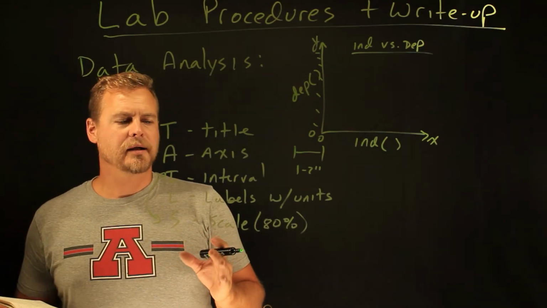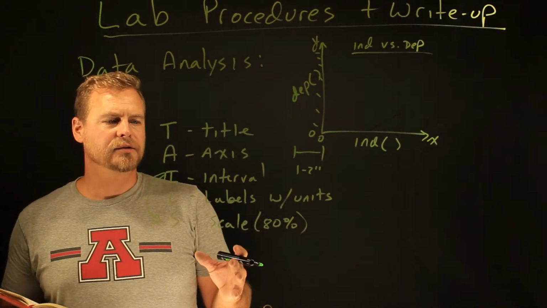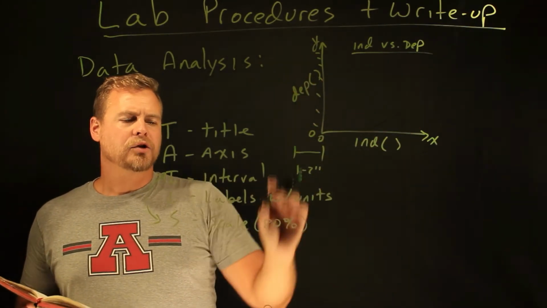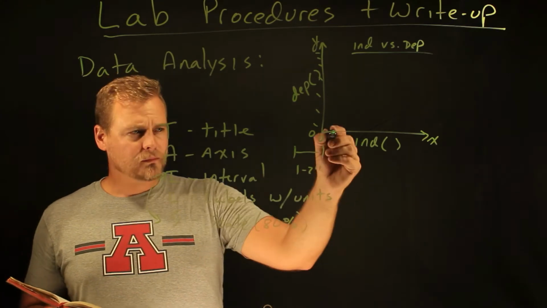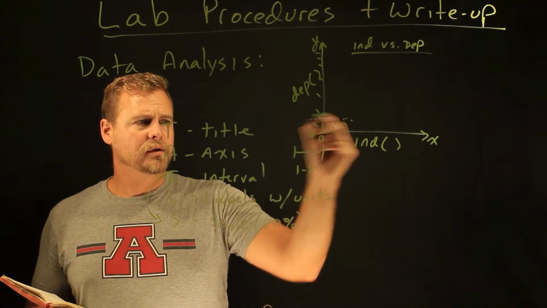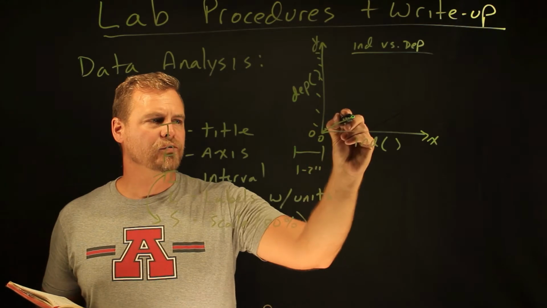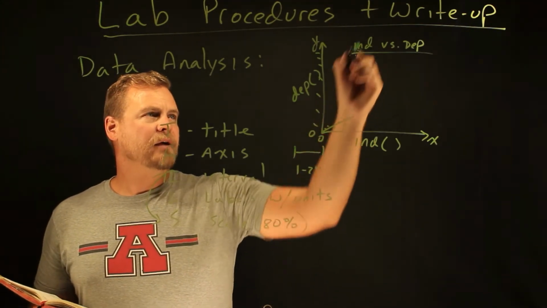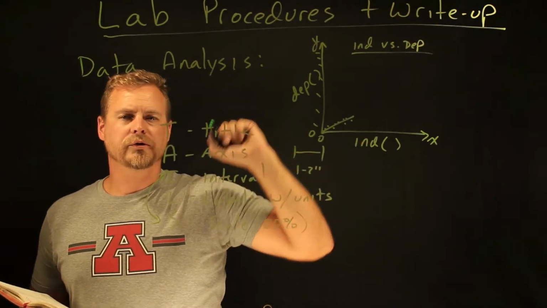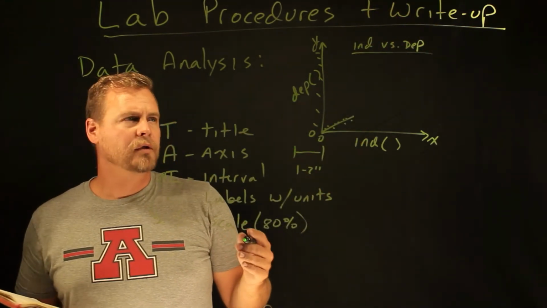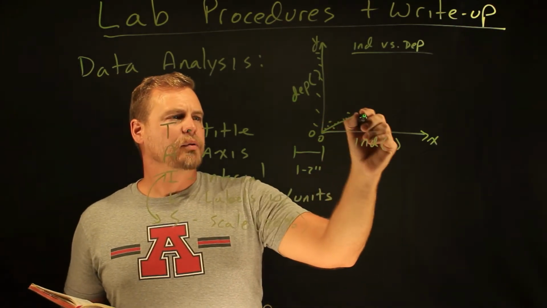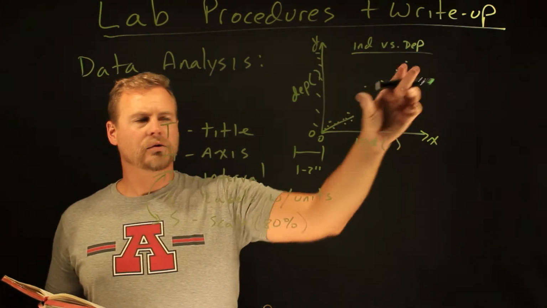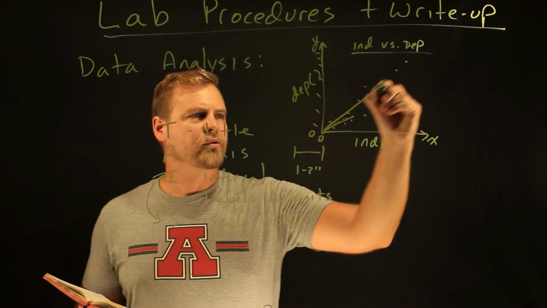Depending on how big your data is, you want to choose an interval that you can display your data using about 80% of the graph. You don't want all of your plot down here, and that's not very helpful. You don't want to have missing pieces of data that go off your graph. That's also not very helpful. So the rule of thumb is to try and plot your data using an interval that makes your data fill about 80% of the graph.